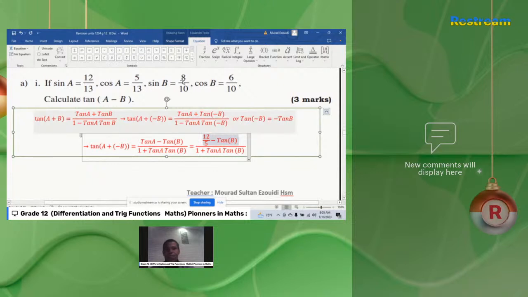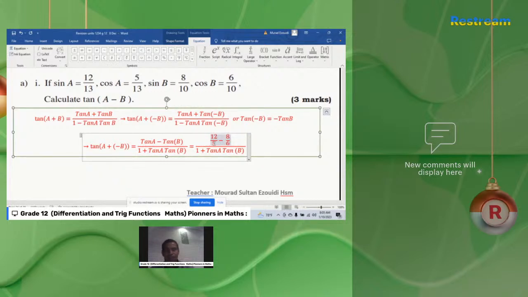And tangent of B is sine of B divided by cosine of B. It will be 8 divided by 10 over 6 over 10. Therefore, the 10s will be cancelled, and the common factor, if it is possible, you will write as 4 over 3 or write as 8 over 6. So just write this as minus, we told you here is minus, 8 over 6. You can simplify as I told, the common factor, you can write it as 4 over 3.